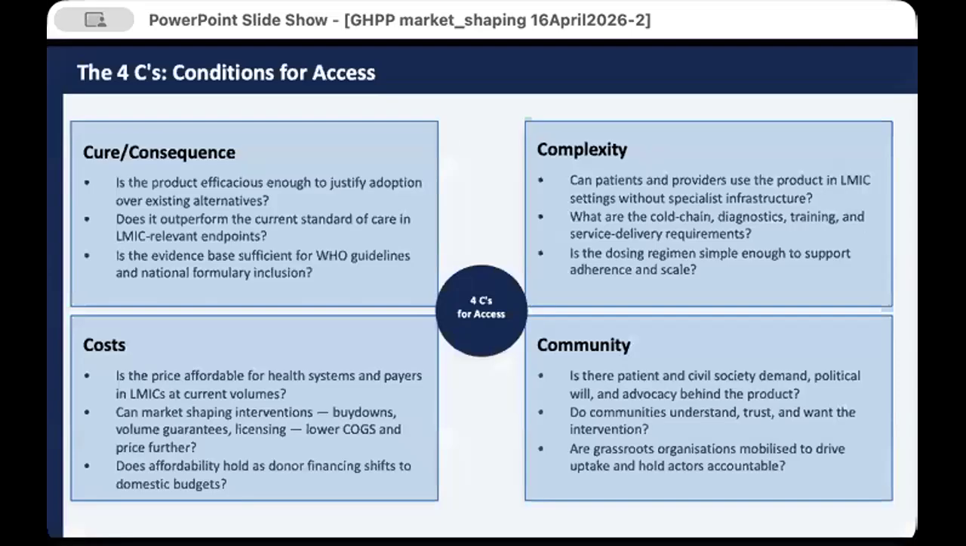So this is a case where we've got some areas in alignment, but not others. A very simplistic way to look at it is the 4 C's for access: is the innovation too complex? Is there community demand for it? Are the costs, are the prices affordable? And is there a high consequence? In the case of hepatitis C, you saw a 90% cure rate, but because you didn't have these other factors come in, especially demand side and funding, it fell apart. Next.